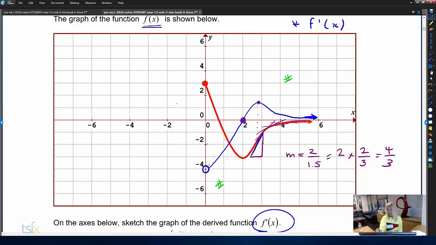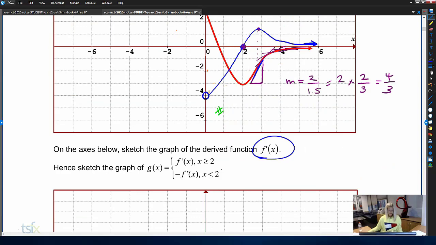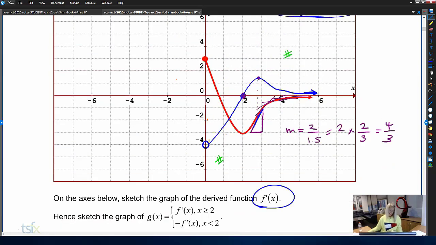That was a really hard question because there was no way for us to approximate that rule, so we had to go purely just on gradient function graphing techniques. There is a little follow-up question. So it says, hence sketch the graph of g of x, which is the derivative of x for x greater than or the same as 2.